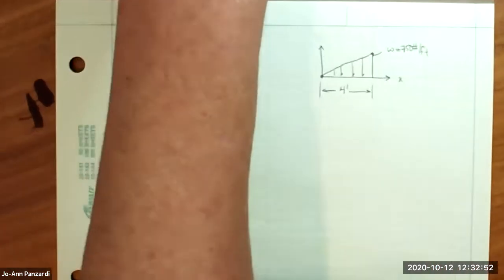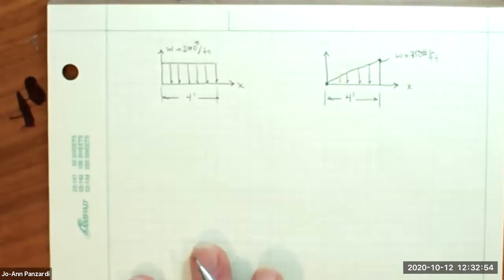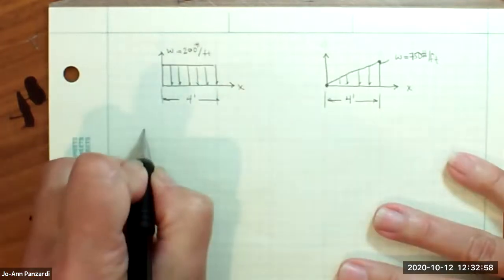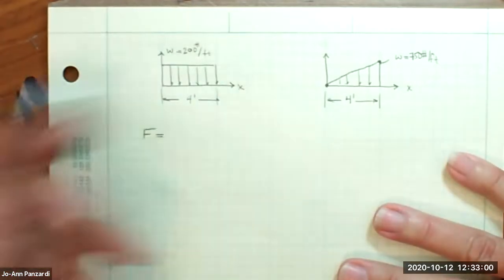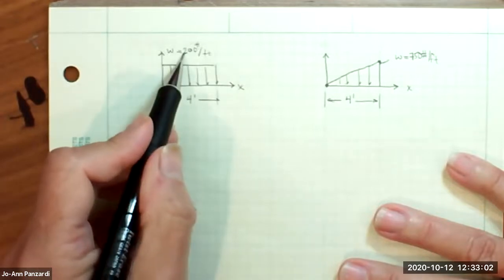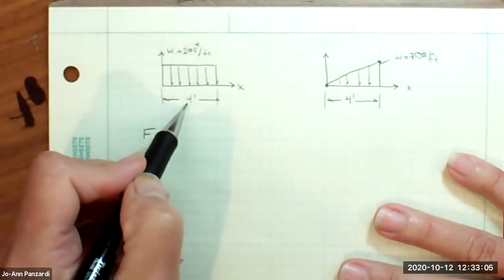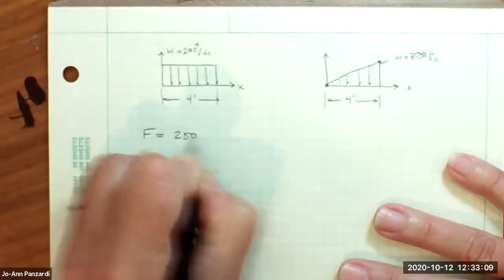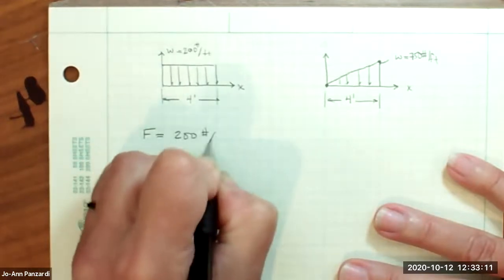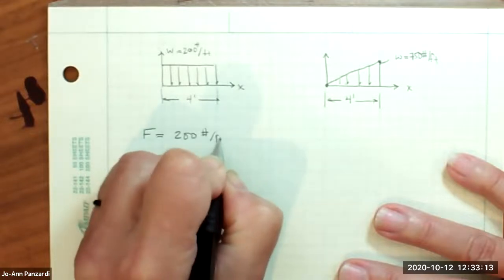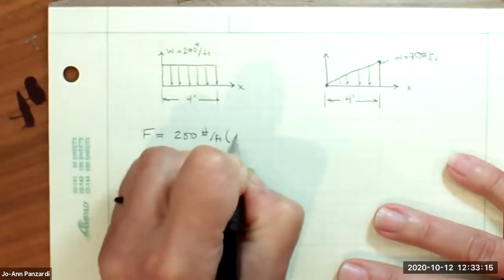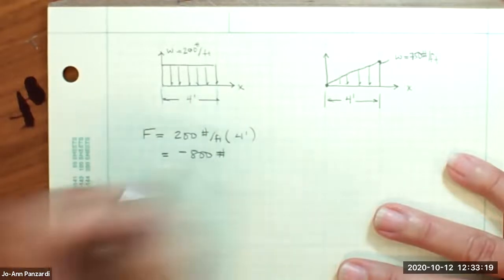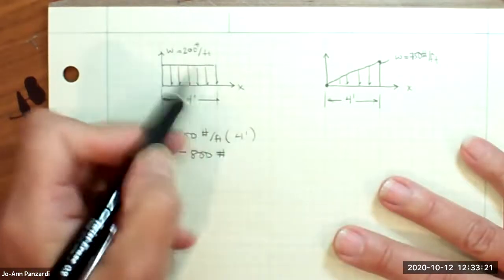So let me zoom in a little bit. Okay, the first thing we know is that in order to calculate the force, it's 200 times 4 feet. So it was 200 pounds per foot over 4 feet. And we learned that it was 800 pounds. Okay, and that was by doing the area.